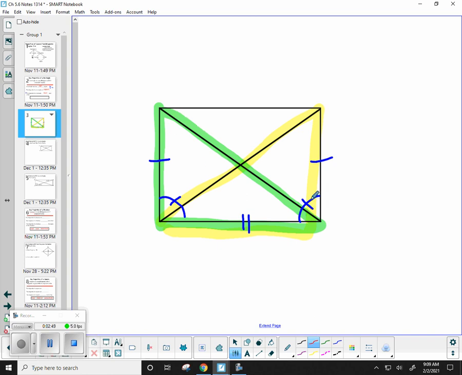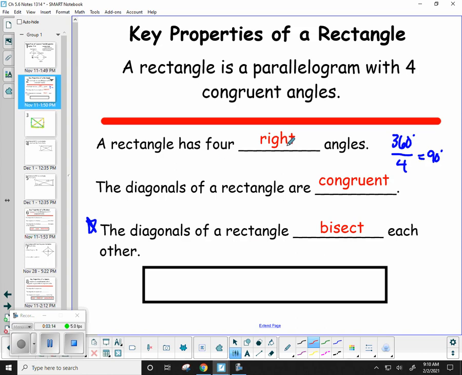Now here's the extra thing that's pretty special. Because the diagonals are congruent and they bisect each other, that means all 4 of those pieces have to be congruent. And what ends up happening is we end up creating 2 sets of isosceles triangles. So here's one set of congruent isosceles triangles, and then on the left and the right, we have another set of congruent isosceles triangles. All right, so here's our properties. We have 4 right angles. The diagonals are congruent. The diagonals bisect each other.